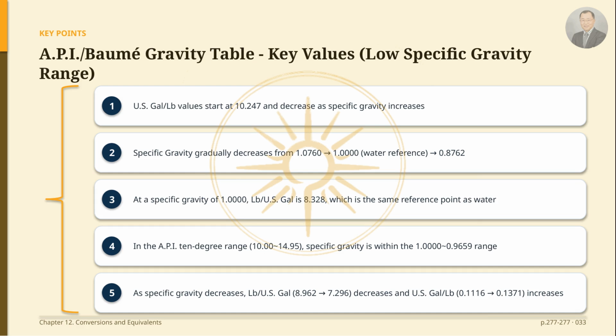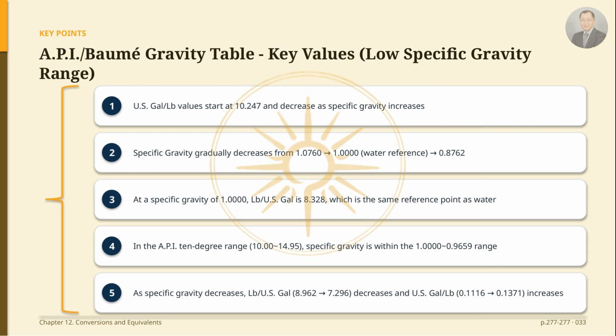The following are the key values for the low specific gravity range of the API and Boehme gravity tables. This table shows the correlation between volume and weight according to changes in specific gravity. In particular, it illustrates an inverse relationship where the weight per gallon decreases and the volume per pound increases as the specific gravity decreases. For example, when the specific gravity is 1.0000, the weight per US gallon is 8.328 pounds, which serves as the reference point identical to water. The remaining values are organized so that engineers can refer to them directly when needed in practice.